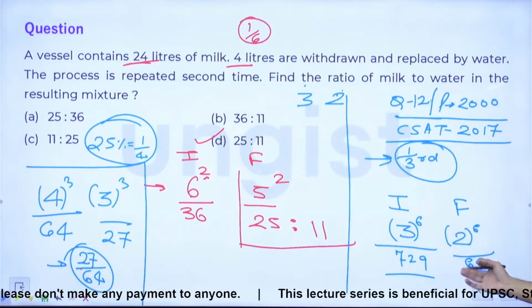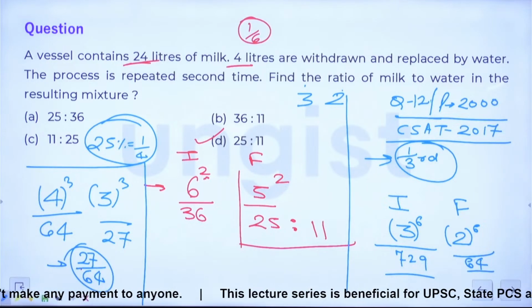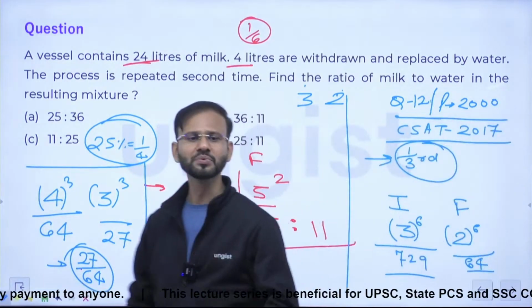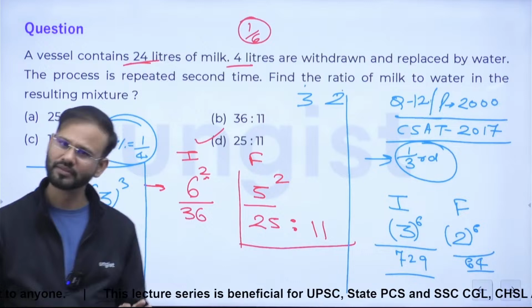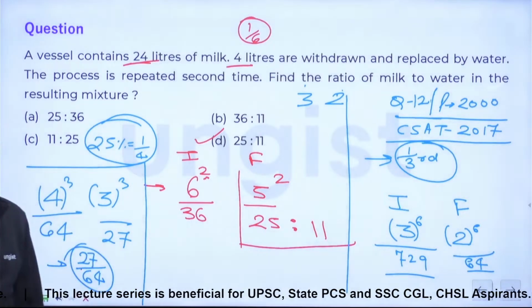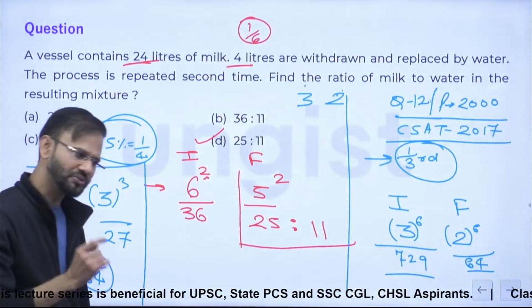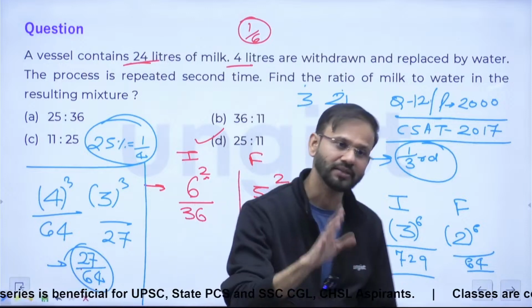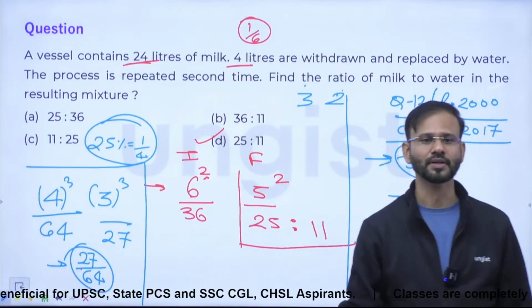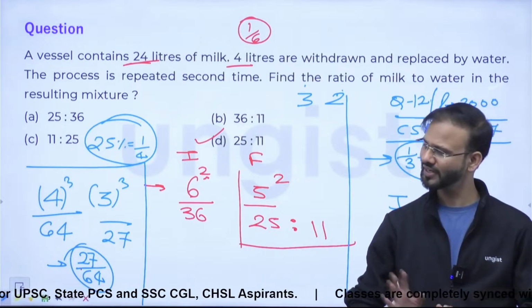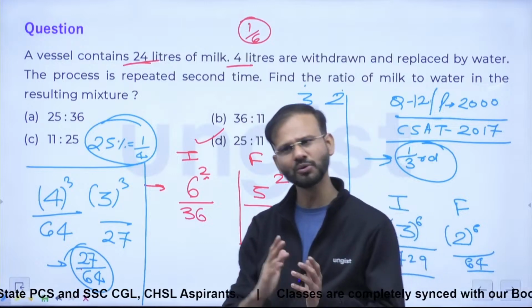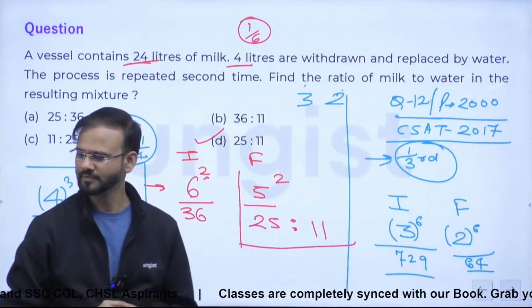Just look at the options. This is 64 by 729. Guys, any doubt? Clear? See, questions are not at all tough. You just have to think the way it is required. आपको करना वैसे ही जैसे उसकी ज़रूरत है, बस वो हो जाएगा. ठीक है?